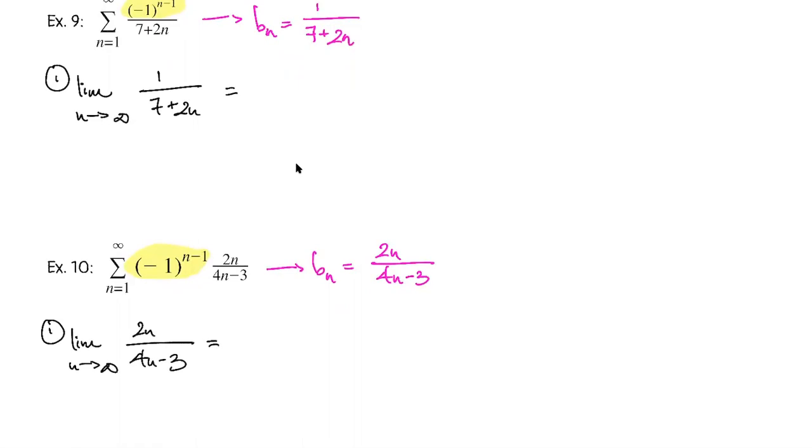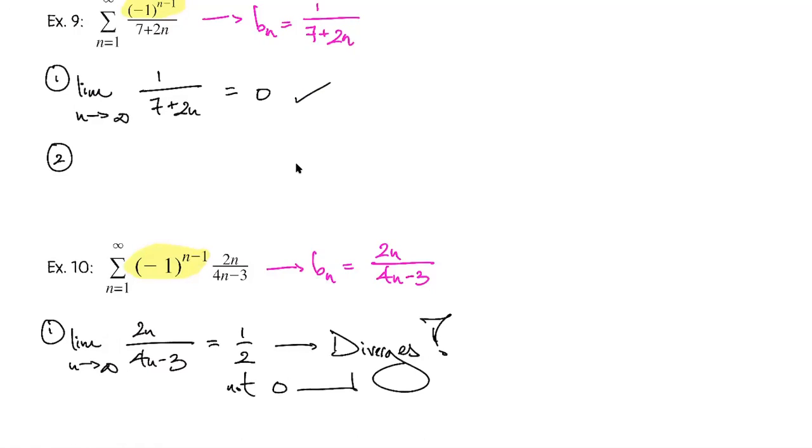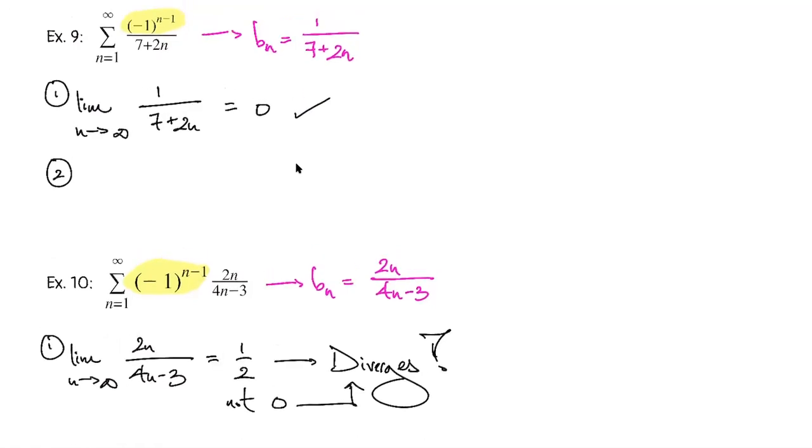And what do we get for example 9 when we find the limit as n approaches infinity? 0. We're going to get 0, exactly. And so that means that we can continue on to the second step, right? What about in example 10? 2/4. 1/2. Now we're going to get 1/2. That means we can stop right here because this diverges, okay? 1/2 is not 0, so it diverges, right?